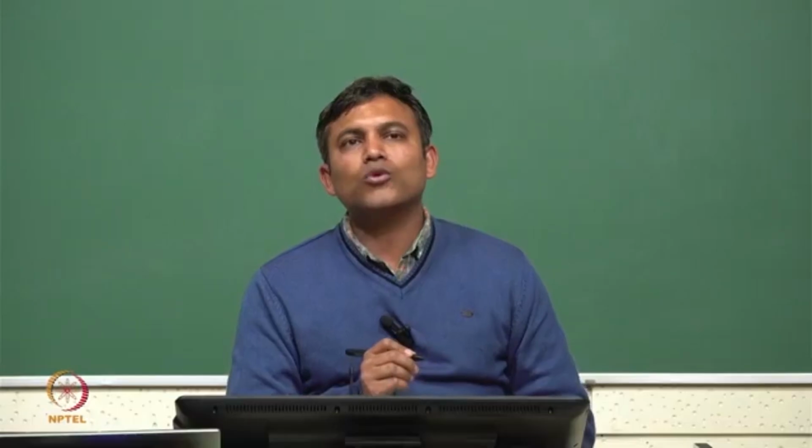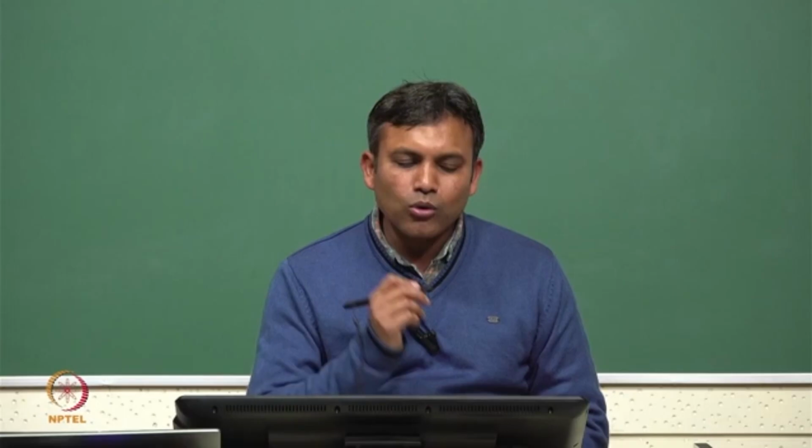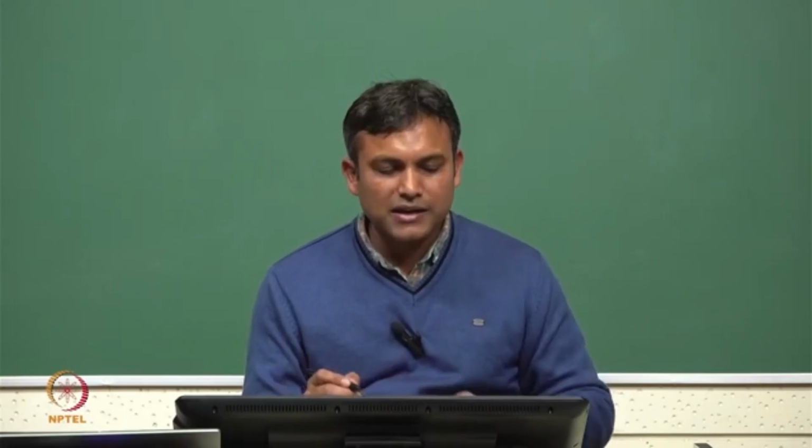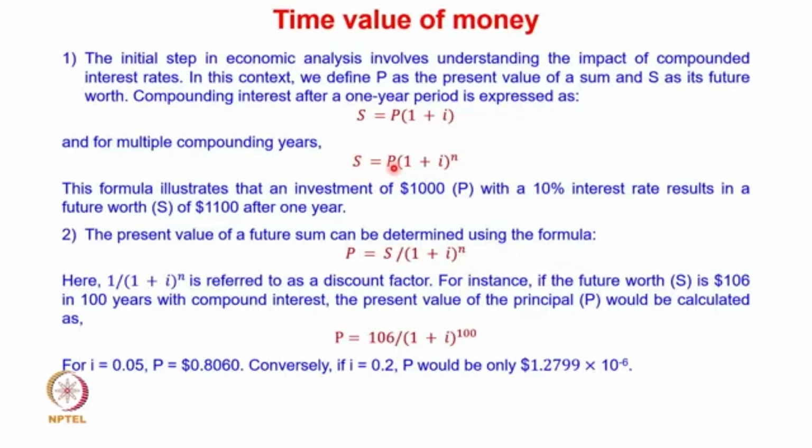Now let's say we are looking at annual compounding of the interest rate, and we are looking at the time value of money over multiple years. In that case S is given as P into (1 plus i) raised to the power n, where i is the annual interest rate. So this formula illustrates that if we invest $1,000 at a 10% interest rate, then after 1 year we are going to have $1,100.